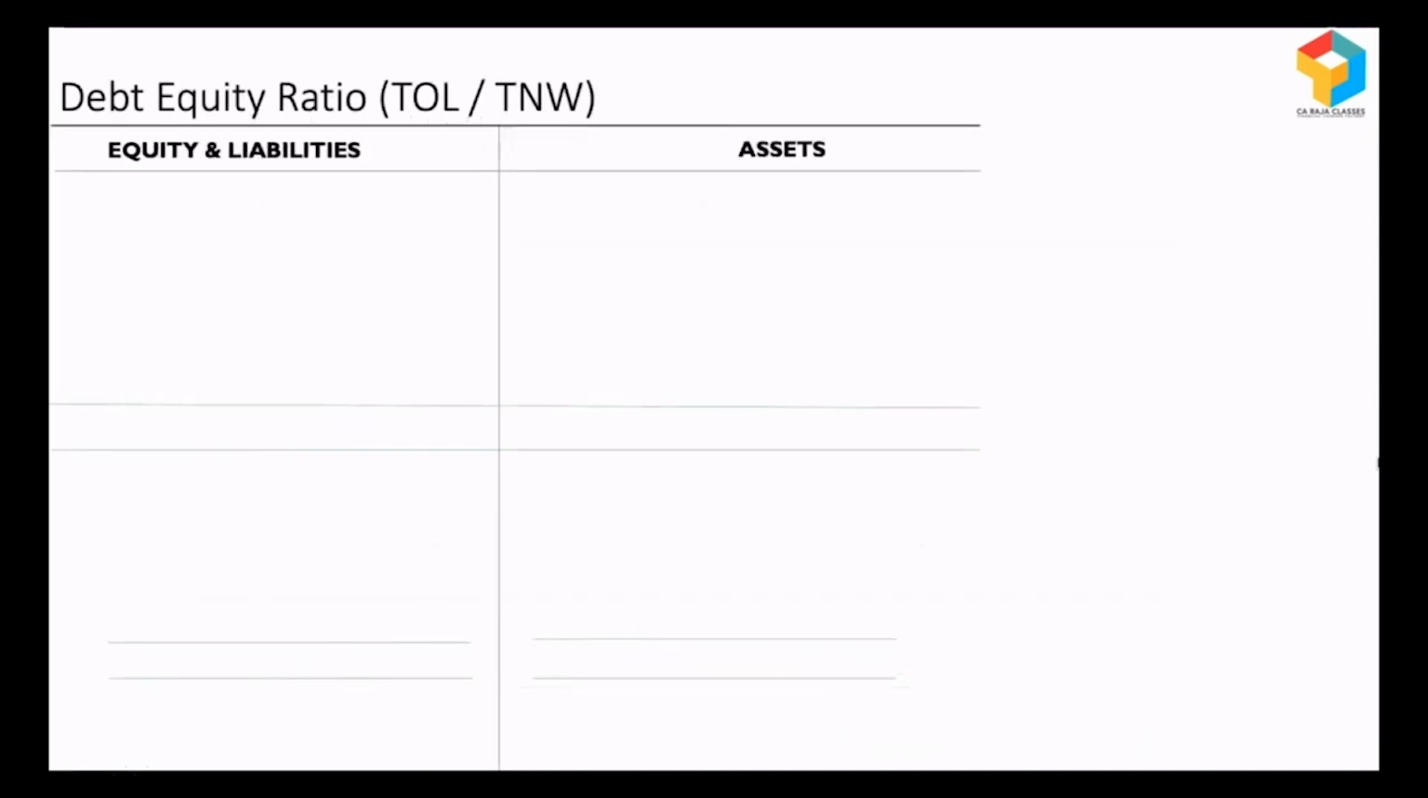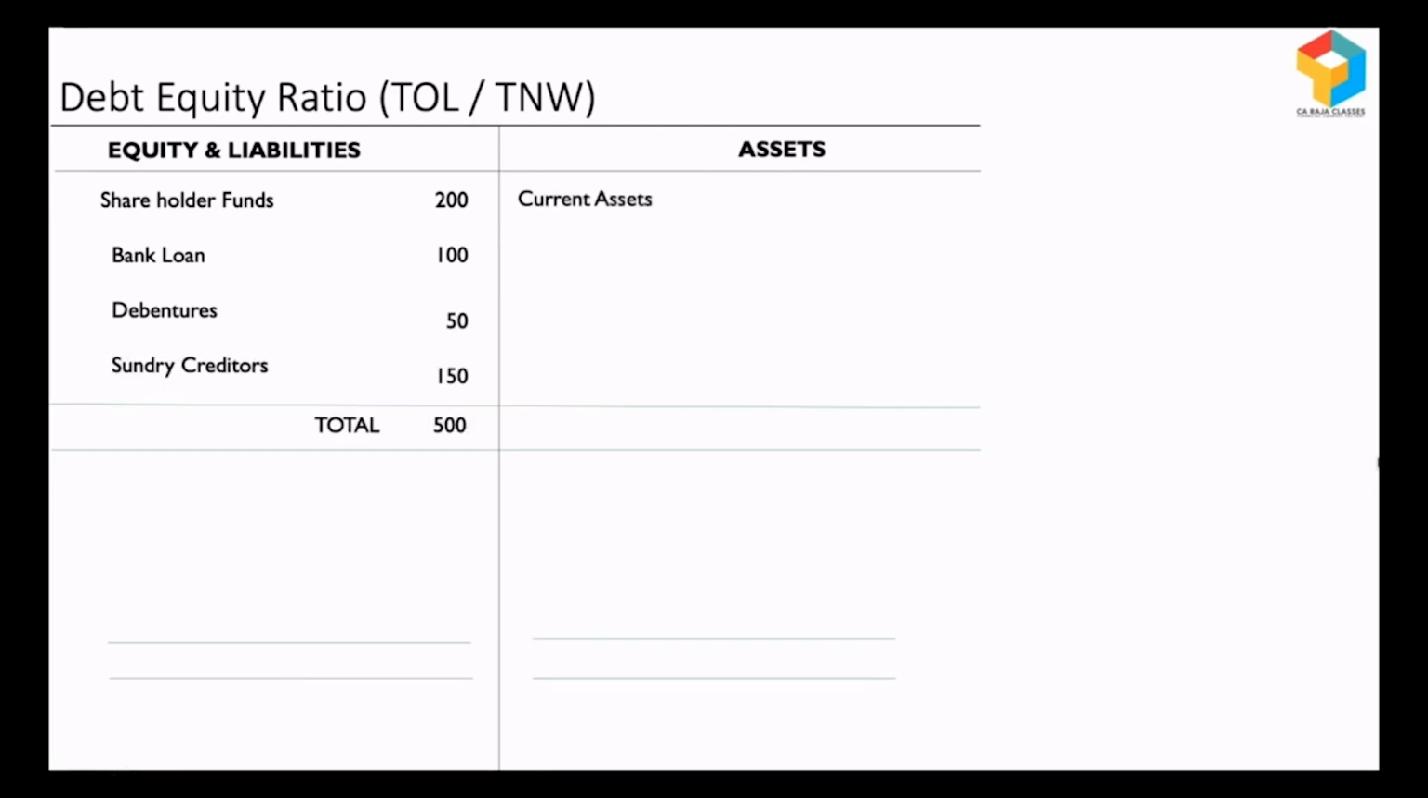So this is one sample balance sheet I'm using. Look, there are shareholder funds 200, bank loan 100, debentures 50, sundry creditors 150, so total is 500. And on the asset side you have current assets 250, fixed assets 150, investment in subsidiary 50, goodwill 50, so total is 500.